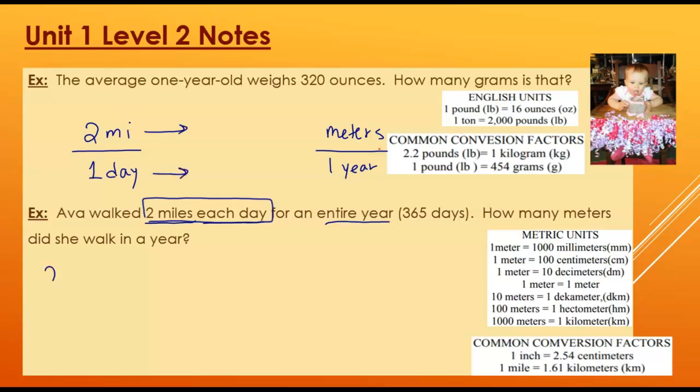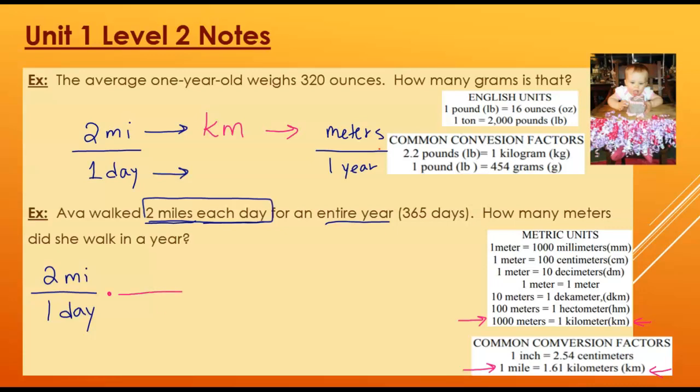Okay, well, let's start it. 2 miles in 1 day. How many meters did she walk in 1 year? All right. Let's focus on the top first. Miles. Miles are down here, and I need to change it to meters. Well, I can change miles to kilometers, and then I can change kilometers to meters. So 2 miles, I can change to kilometers, and then I can change to meters. Let's do that first before we do the denominator.